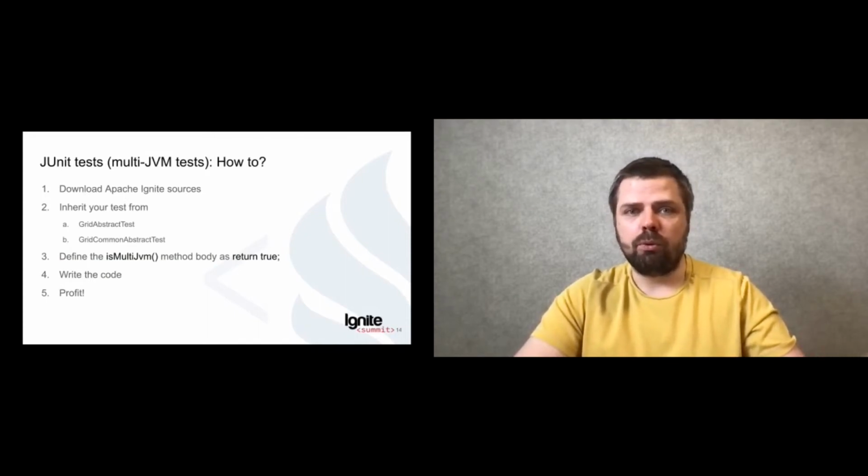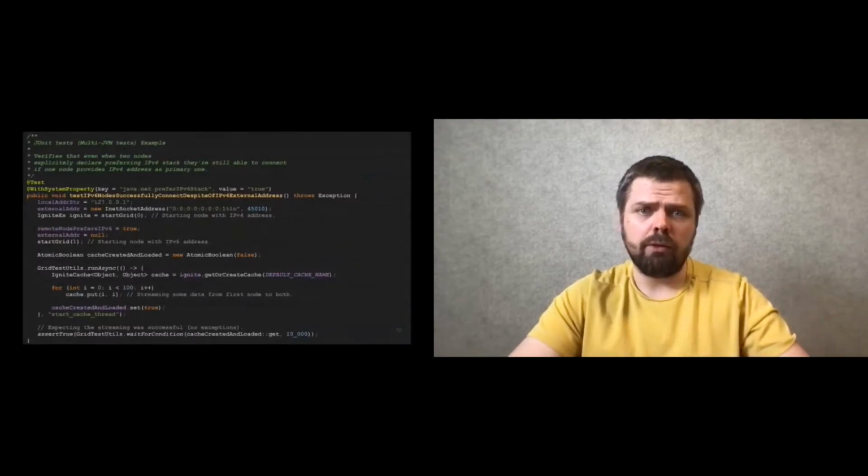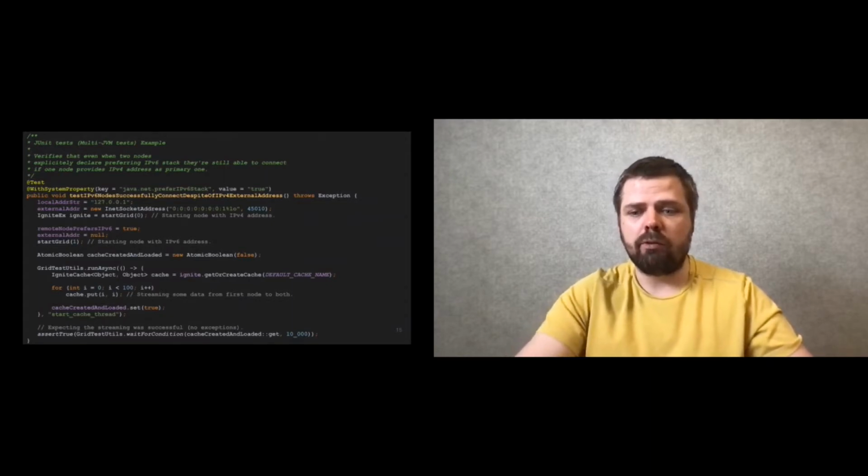All you need is to use JUnit again and just define the multi-JVM method of the abstract class to return true. The second and subsequent nodes will be started inside another JVM. And here is an example. It verifies a simple case that we're able to connect IP version 6 nodes, even when one of them is configured with an IP version 4 address as a primary address.